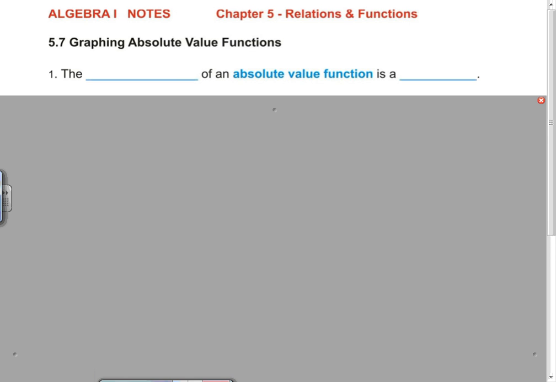Okay, so 5.7, graphing absolute value functions. All right, so number one here, the graph. So what are we talking about? A graph, right? The graph of an absolute value function is a V.